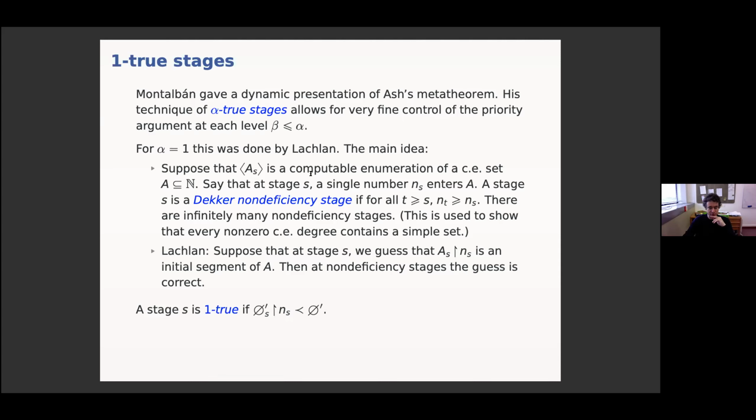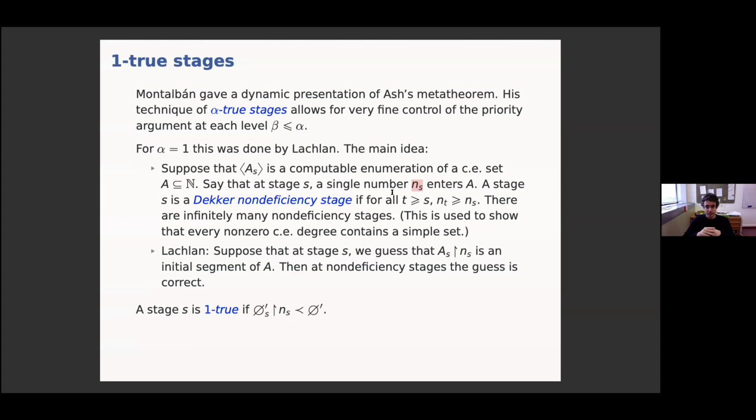So I imagine an effective process that lists the elements of A, not necessarily in order, and let's call NS the number that enters A at stage S. And we have the notion of a non-deficiency stage: at a non-deficiency stage, a number goes in and no smaller number will ever go in later. And there are infinitely many such stages, because for any stage, the next non-deficiency stage is found by looking at all the numbers that enter later, taking the smallest one, and going to the stage in which it enters. That's a non-deficiency stage.